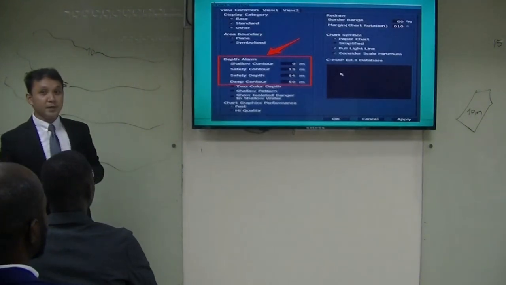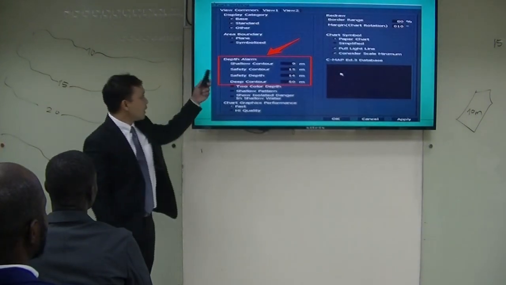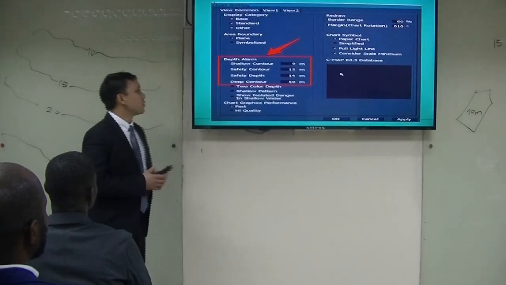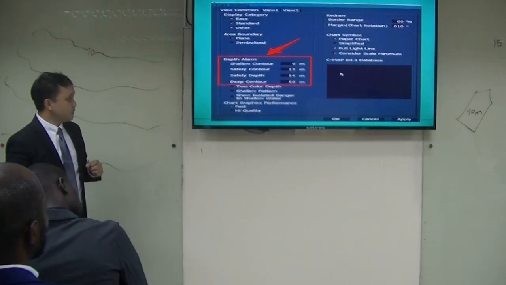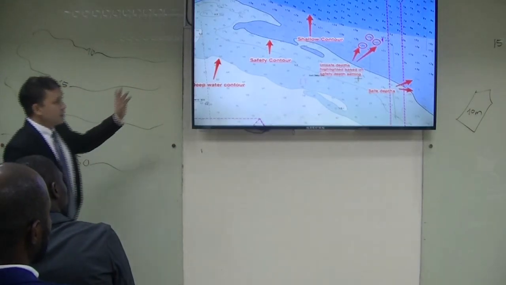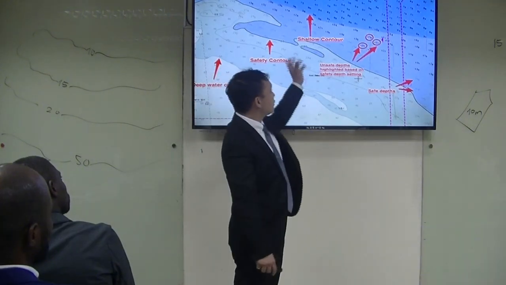So I will give you some example settings for the ECDIS. Shallow contour 9, safety contour 15, safety depth 14 and 50. So this is the actual setting of the ECDIS. This is what it looks like.